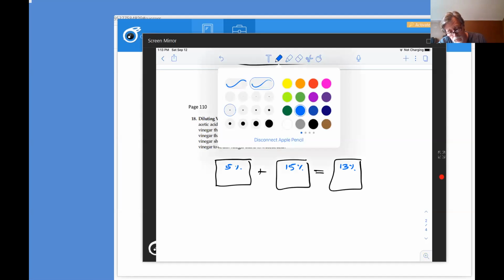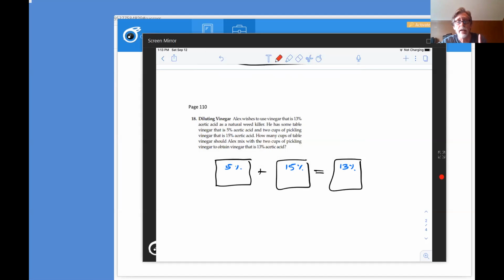Okay, what I'm prone to do with you guys is there's one more number here. Where was it? We did the 13% and the 5 and the 15, but here it is right there. Almost missed it. 2 cups of what? Pickling, which is, which one is the pickling? You got to search for it. Look at the pickling vinegar is 15%. He has 2 cups of the pickling vinegar. Aha, 2 cups. The quantity goes in the box too. So I'll put just 2, and I know I'm thinking 2 cups.